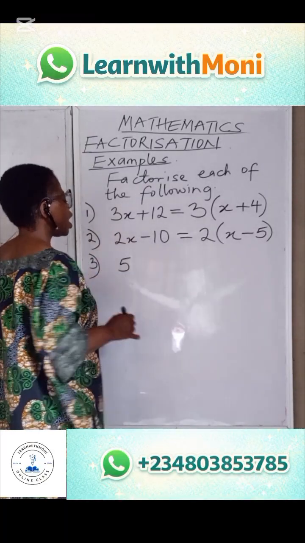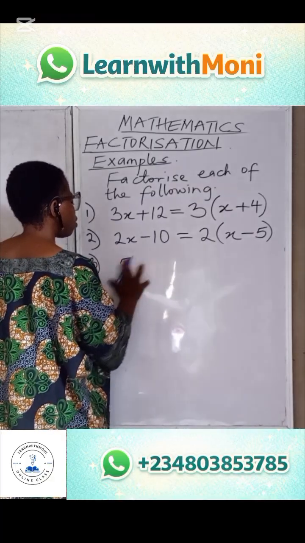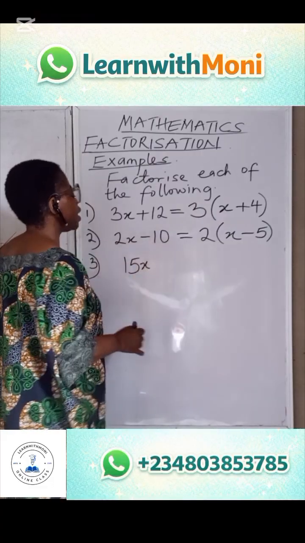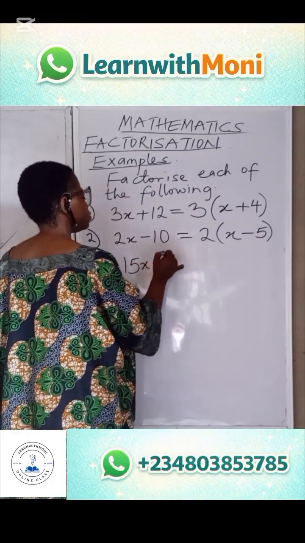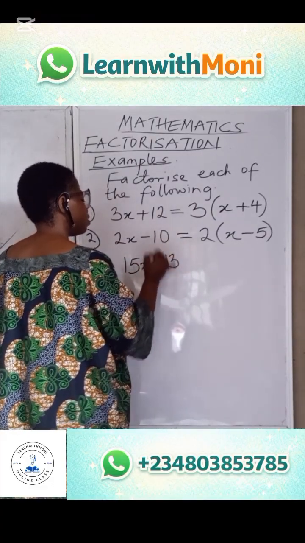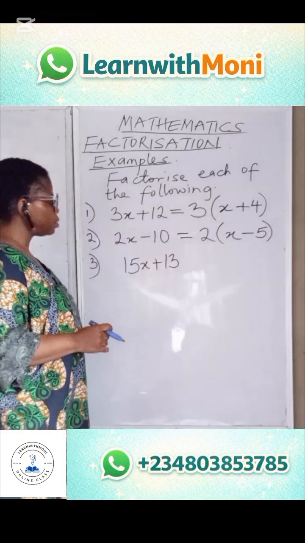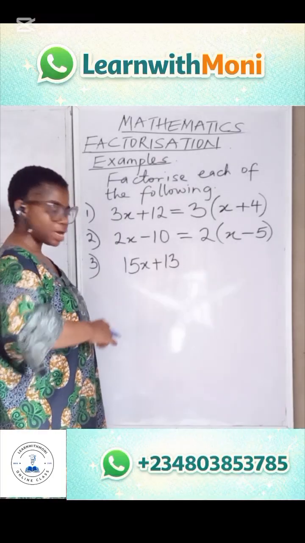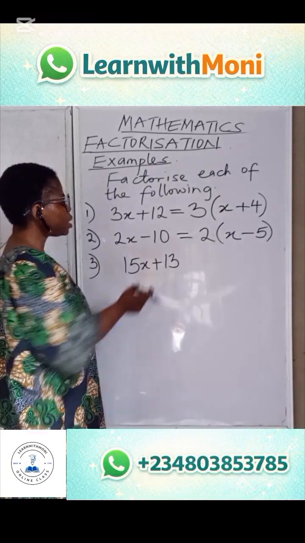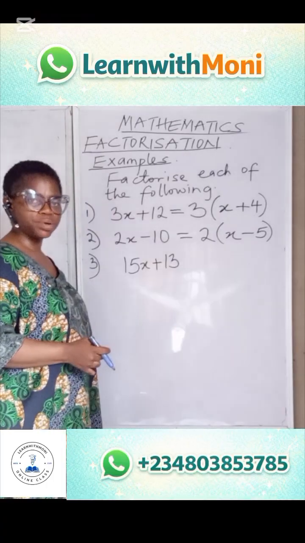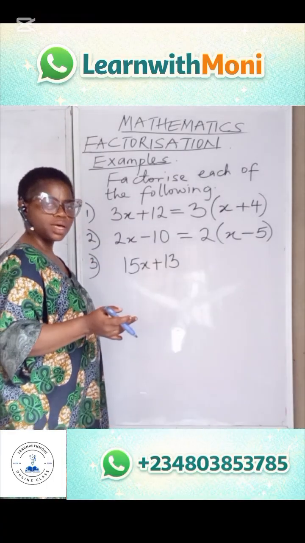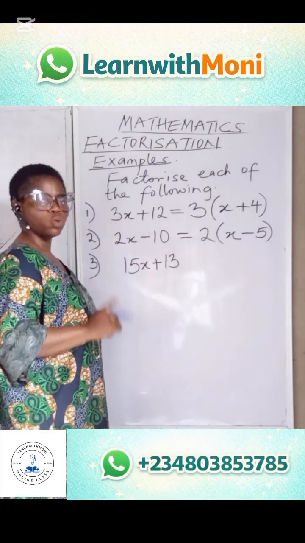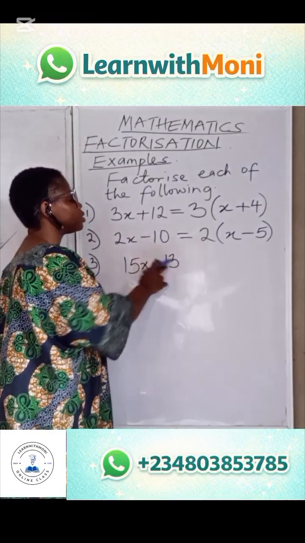It is possible I have a situation of 15x plus 13, and I am asked to factorize this. Then I will ask myself, 13 is a prime number. It does not have a common factor with 15 except 1. 1 is the only common factor of 15 and 13.